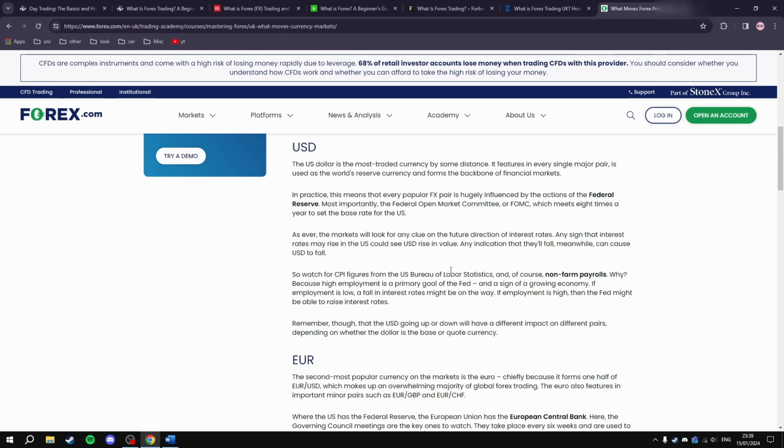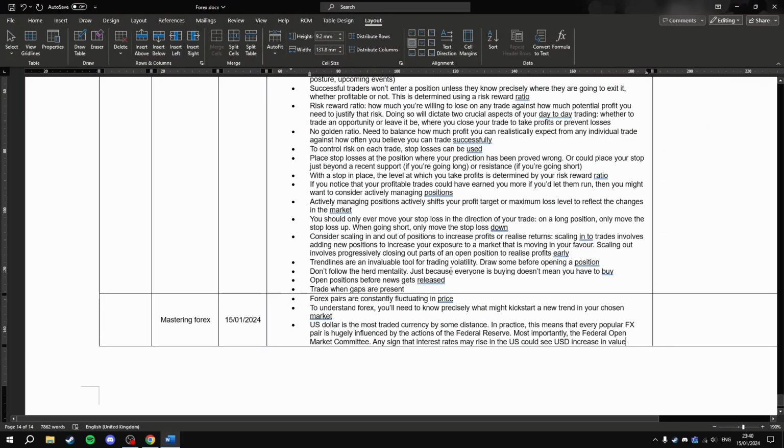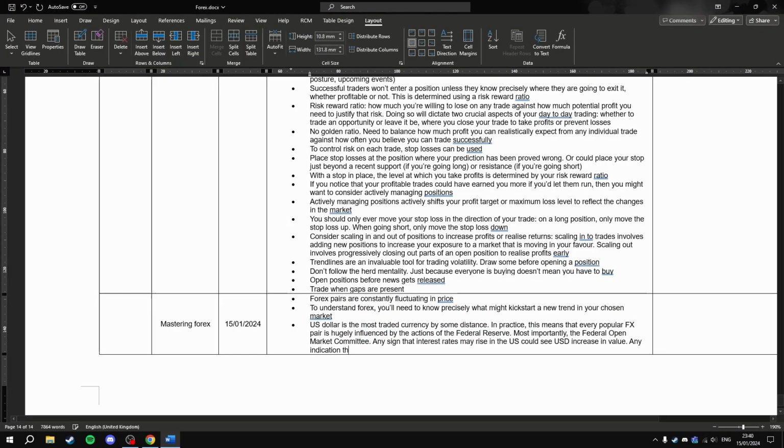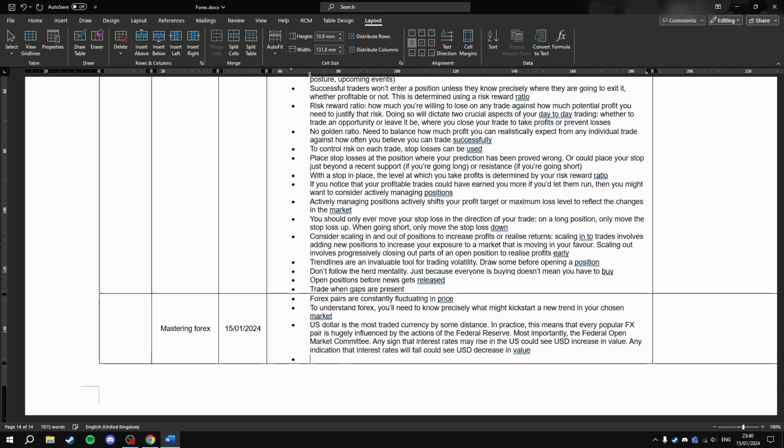Because if interest rates rise, then it's going to attract more investors into putting their money into that currency. Any indication that interest rates will fall, meanwhile, can cause USD to fall in value.